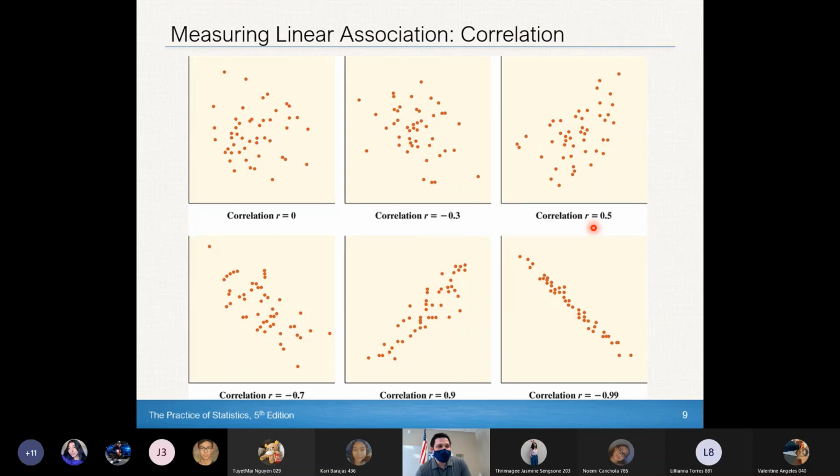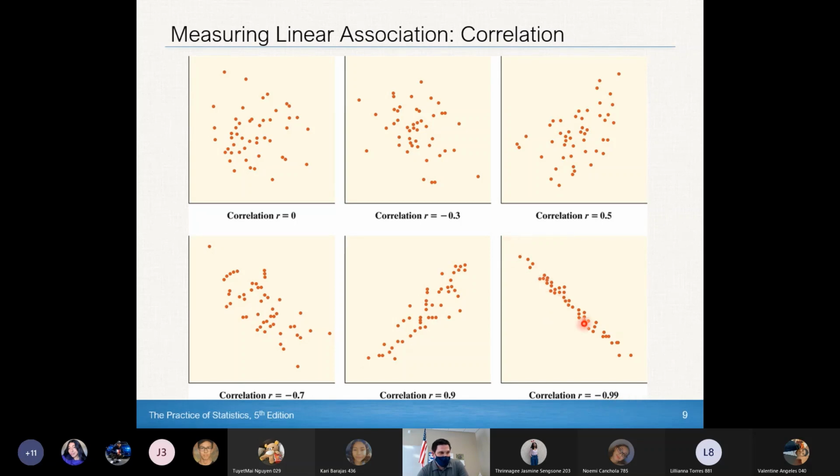We have R equaling 0.5. That is like a mild association here. The strength of the association is kind of not weak, but it's not strong. And that's a slight increase, slight positive association. We have R equaling -0.7, so we have a stronger association now. Right, and the line is pointed a little bit more downward. And again, we move along to 0.9, an even stronger positive association. And our line is obviously increasing from left to right.